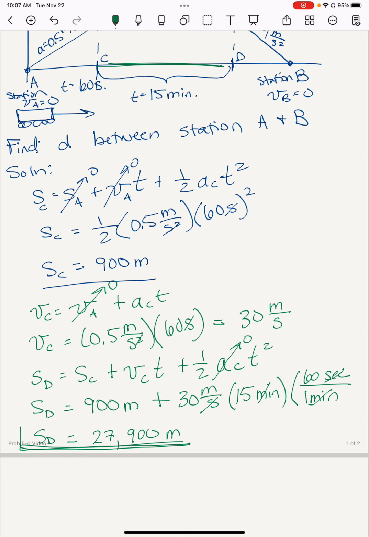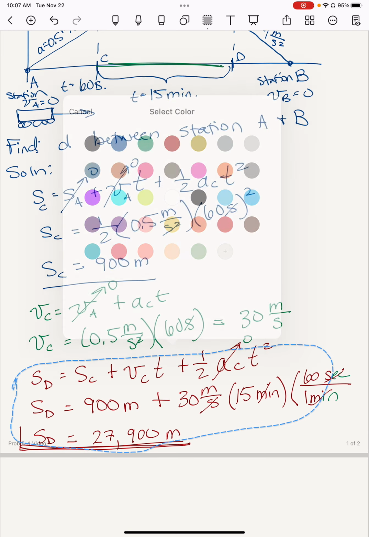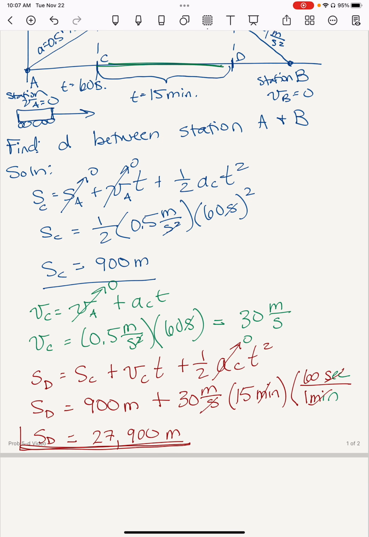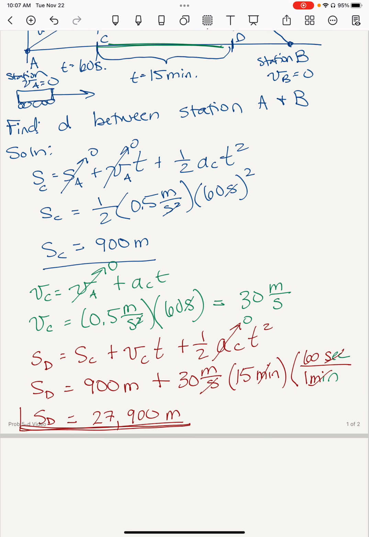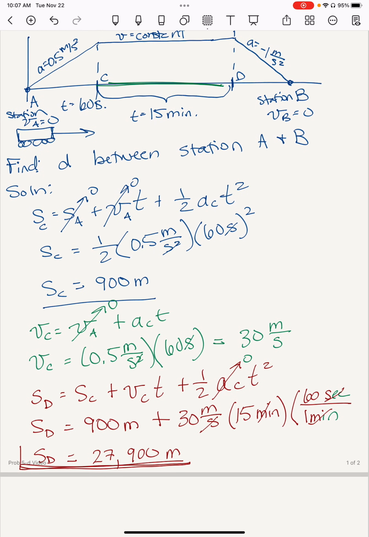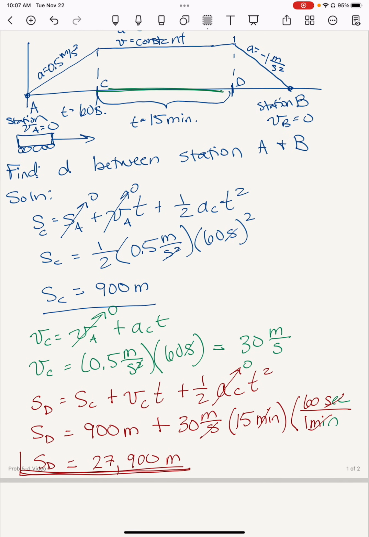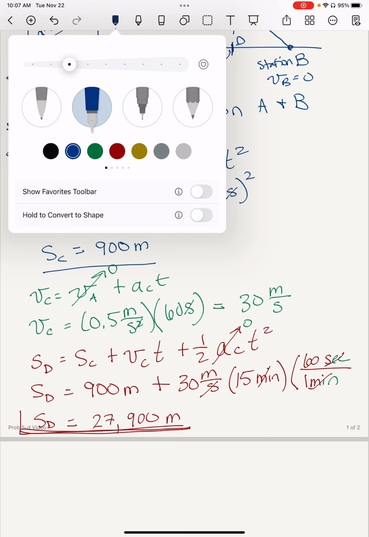So that isn't quite the full answer. I'm just going to make this a different color. Now we've gotten to the position at D, but we want to go all the way to position at B, at station B. And so for the position at B, we don't know the time for that, but they did give us the deceleration, and we know the initial velocity and we know the final velocity. So we can figure that out.